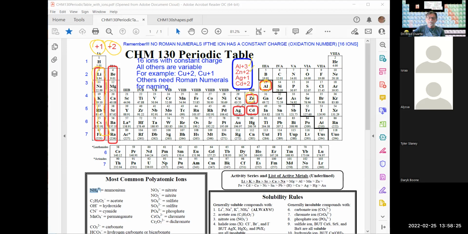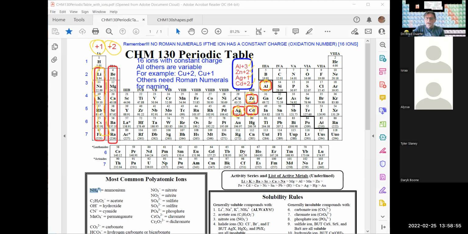And silver always has a +1 charge, okay? Then followed by cadmium that has a +2 charge. Excuse me, silver has a +1, okay? So guess what? You have 6 here, 6, 12, 13, 14, 15, 16. You have 16 elements that when they become ions, you know 100% of the time their particular charge.